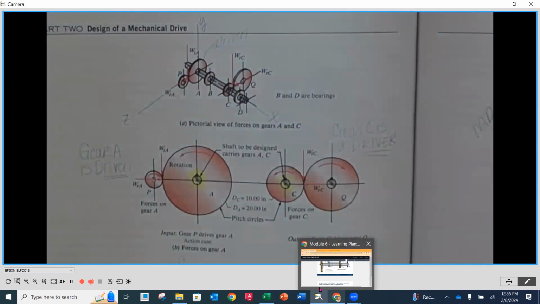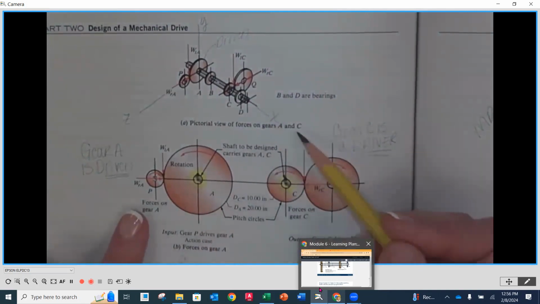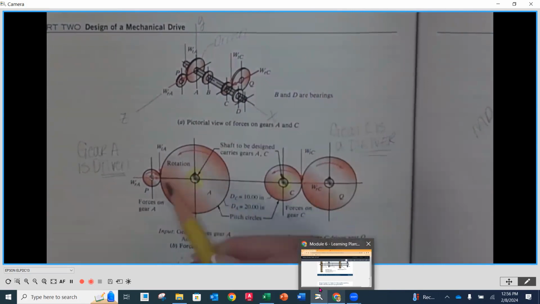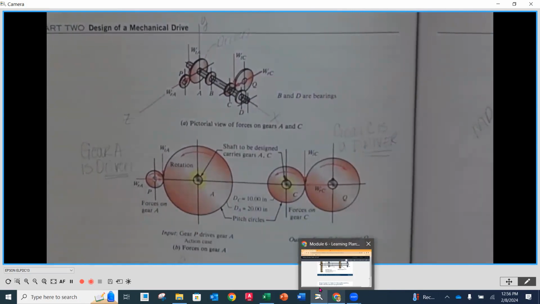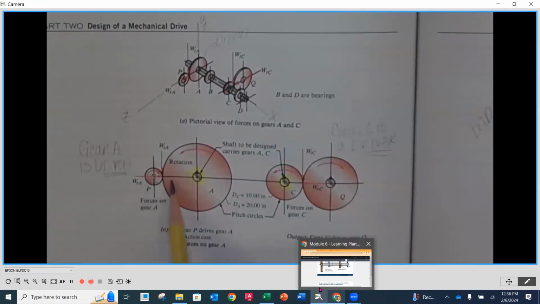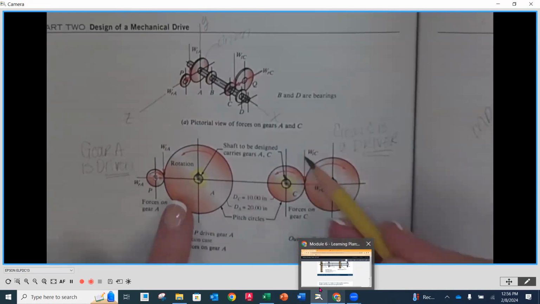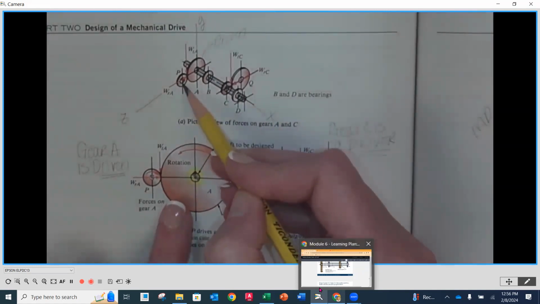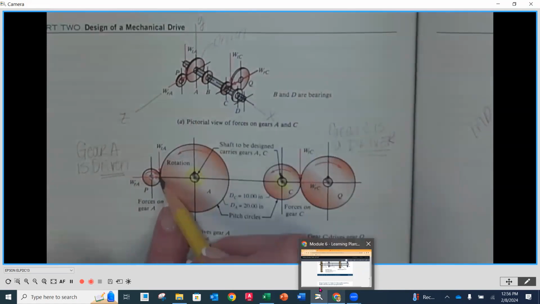We already said that A is a driven gear because it's getting its stuff from gear P. It told us that in the problem. As we look down, they're showing us the direction of rotation for this shaft is going to be counterclockwise. So we find the point of engagement. The point of engagement is right here between P and A. Looking down the shaft, P is in front of it. That's where the point of engagement is.